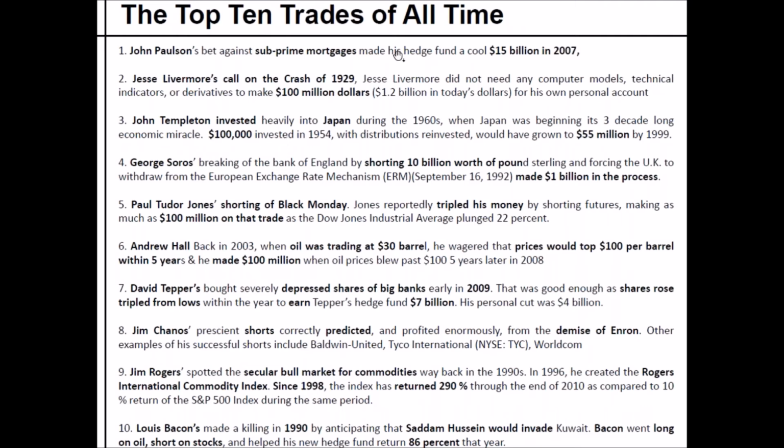We have the top 10 traders as well. Everybody knows that John Paulson bet against subprime mortgages and made his hedge fund 15 billion in 2007. We have a movie too. You can get that on YouTube. If you're free, go and see this tonight, you have lots of time. Take a good sleep. It's really very interesting.